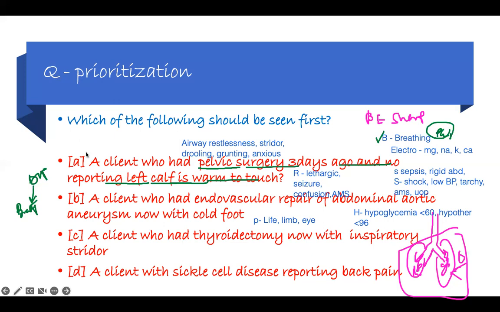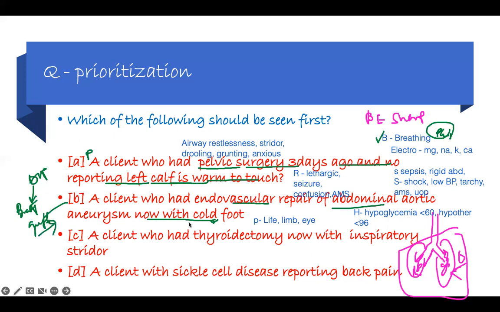I'm picking these patients. So this is now our priority, but we have to look at the rest. A client who has endovascular repair of abdominal aortic aneurysm now with cold foot. Okay, fine. He has all these fancy words. Just means he has abdominal aortic aneurysm repair. They repair it, but his foot is cold. You should expect his pulses to be normal. But now his foot is cold. That means there's no blood flowing. This means the graft has thrombosed, graft thrombosis.